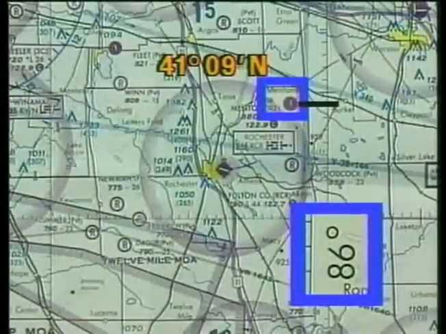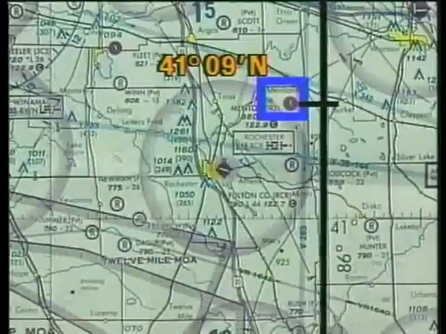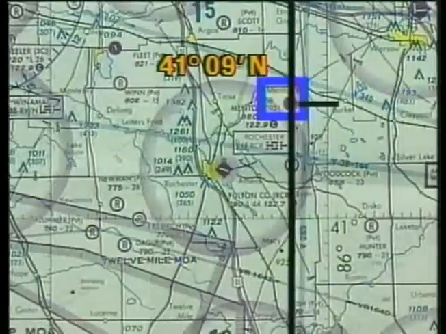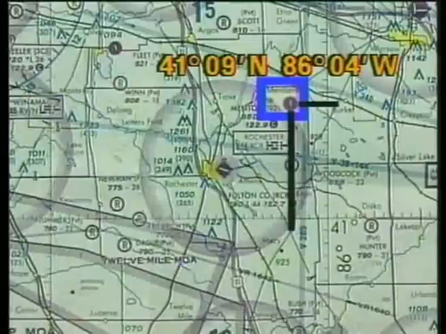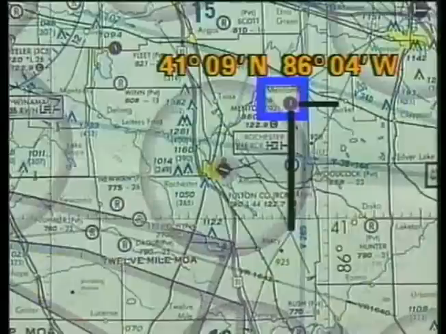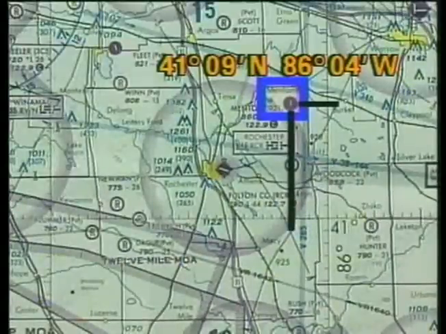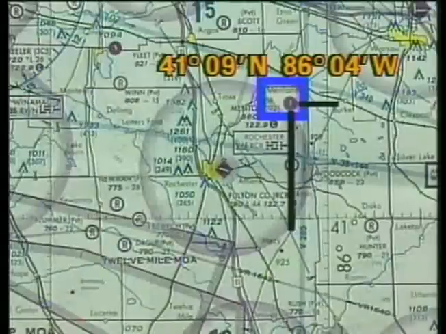You can also do the same for longitude. Since longitude increases as you go west in the United States, you must add about 4 minutes to 86 degrees. Your geographic coordinates are 41 degrees, 9 minutes north latitude, and 86 degrees, 4 minutes west longitude. Notice that the latitude is always given first when stating coordinates.